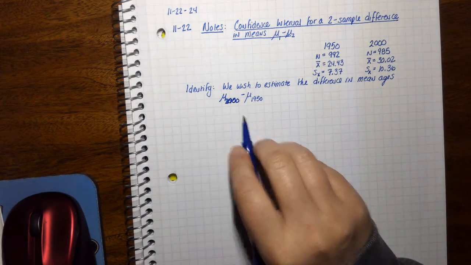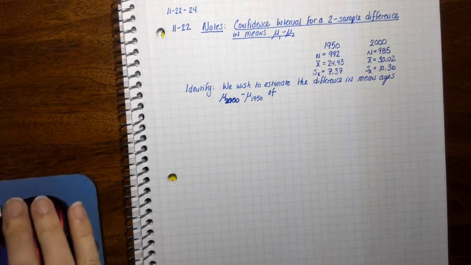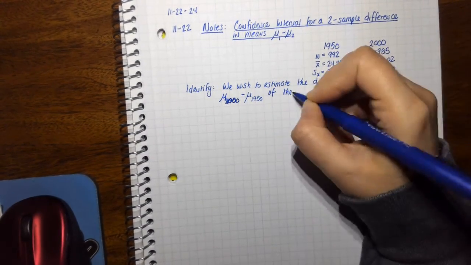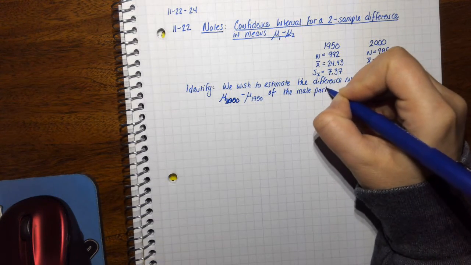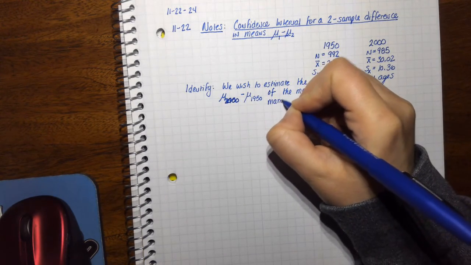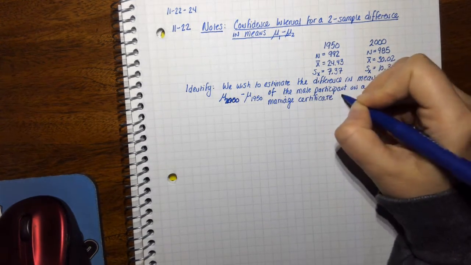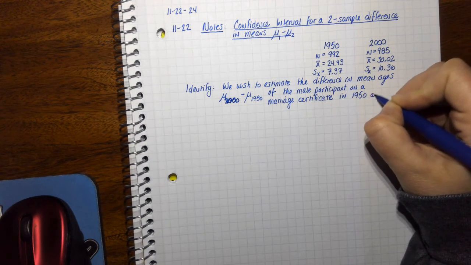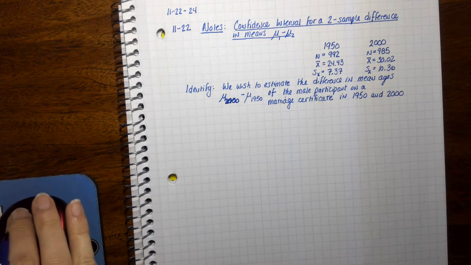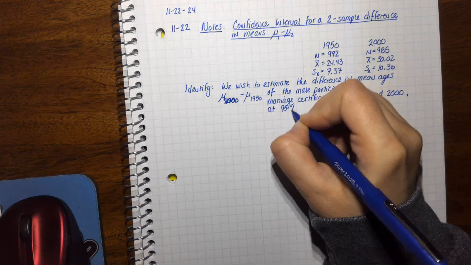Okay. Mean ages of the male participant on a marriage certificate in 1950 and 2000, and did they give us a confidence level? Yes, 95%. At 95% confidence.